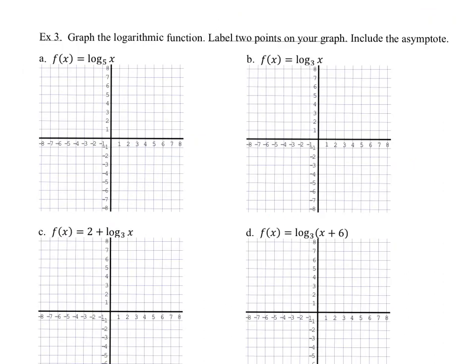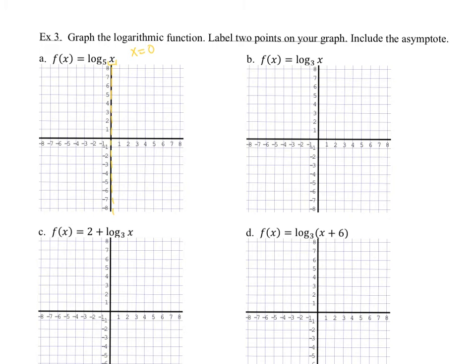Okay, I'm going to graph these logarithmic functions. I'm going to label 2 points on the graph, include my asymptote, and then I'm going to consider the transformations and consider some easy points depending on the base. I'm going to start with the asymptote because that helps me know which way it's going to go. This is just x, it's not moving right or left, so the asymptote is going to be at x equals 0. So I'm going to go ahead and sketch it. You don't have to write what it is because it doesn't ask me to.